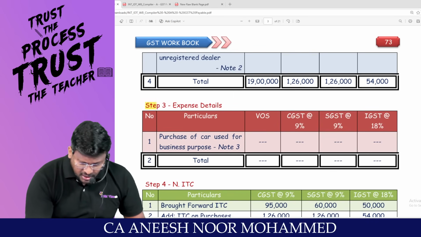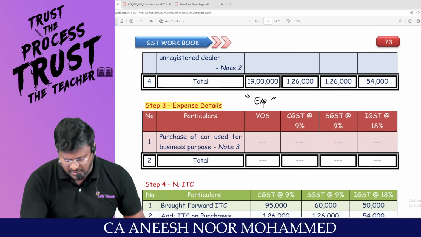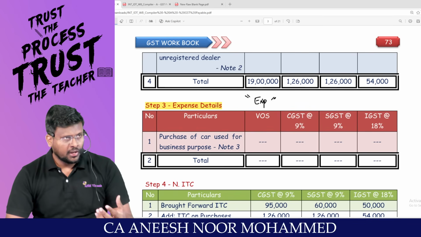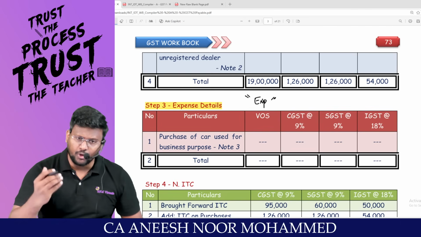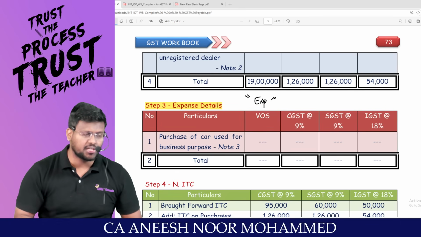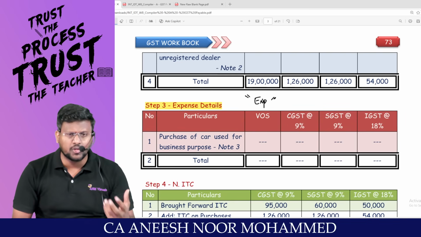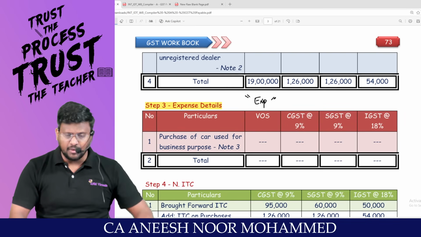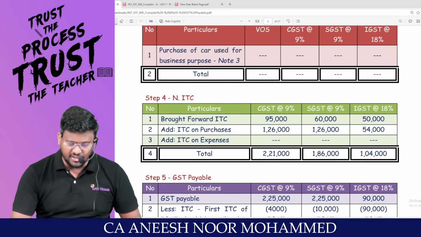Step number 3 is expenses details. We will be incurring certain expenses. For example, I may pay for advertisement. At the time of making payment for advertisement, the supplier of the advertisement services may collect GST from me. That can be taken as ITC, because advertisement is in the course or furtherance of business. So my dear lovable students, that expenses I can write in step number 3.